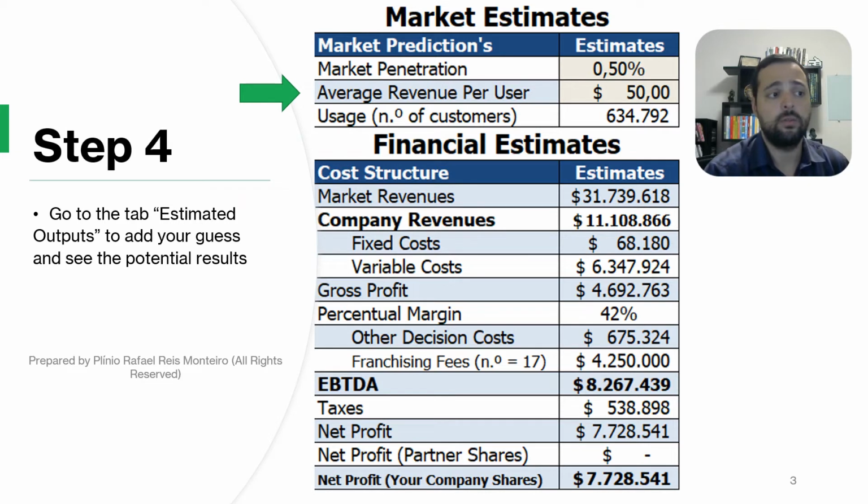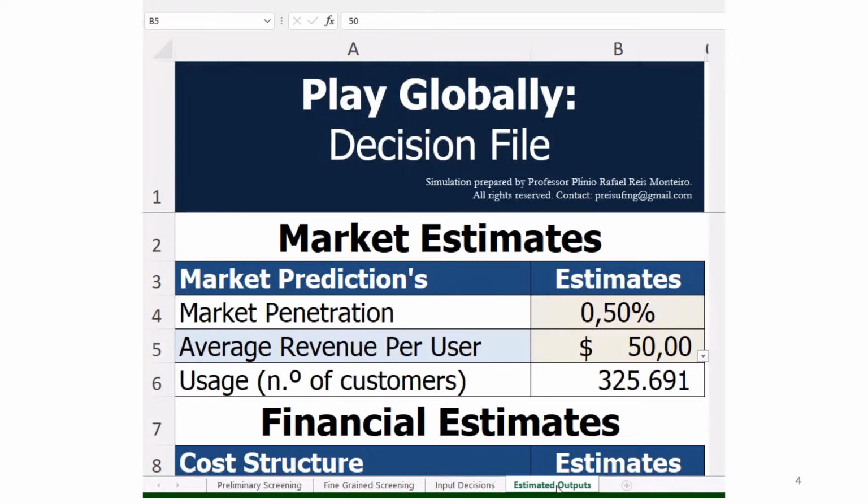You can go to the Estimated Outputs tab and test different options to see if you can be profitable with this strategy in this target market. Let me explain this tab in the Excel file. When you enter the Estimated Outputs, you can change the values of market penetration and average revenue per user to see your potential results.